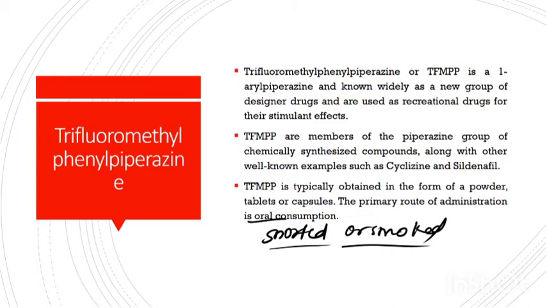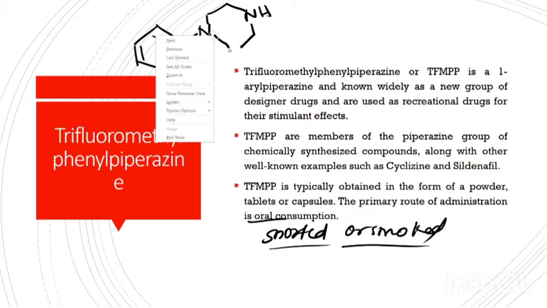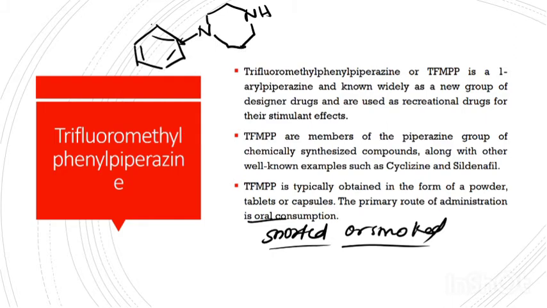So that is about TFMPP, and it also contains a benzene ring. These are aromatic hydrocarbons. An NH group is there, an amine group is there, and a fluoride group is there.